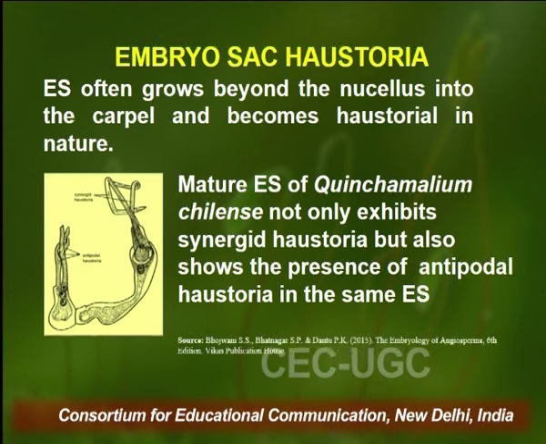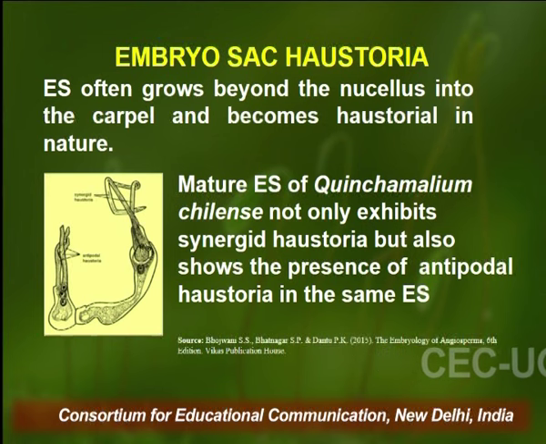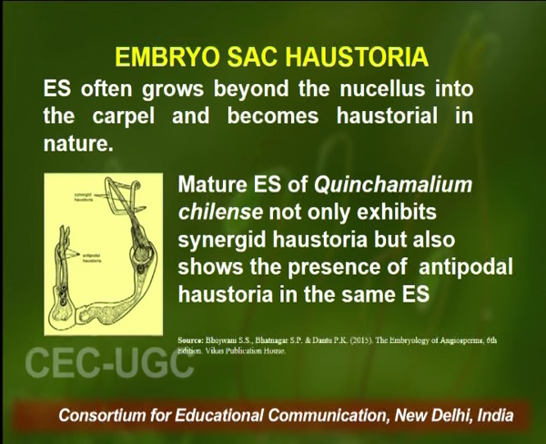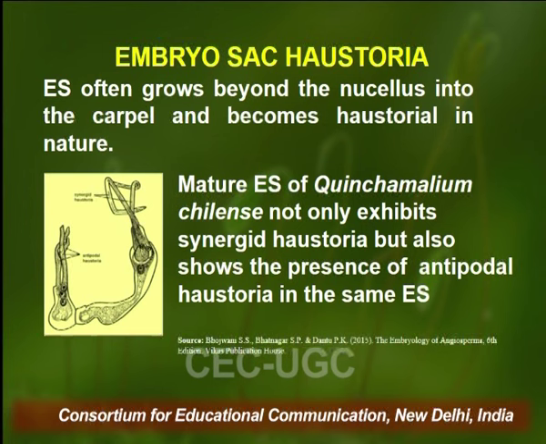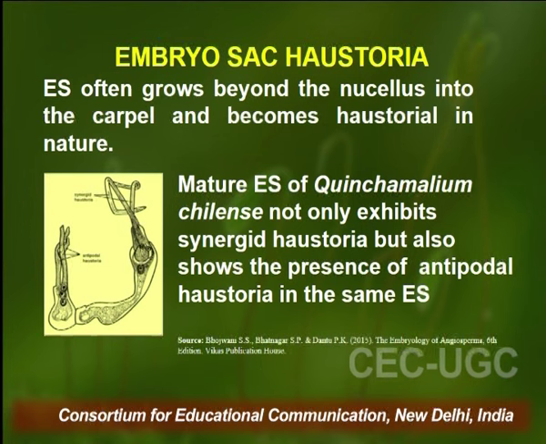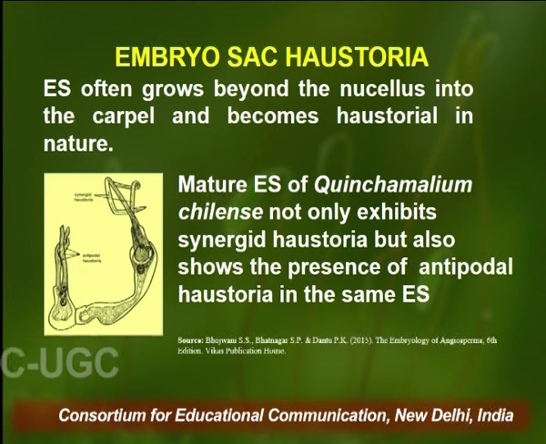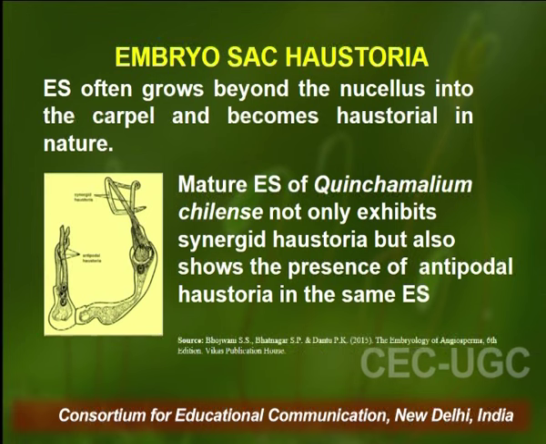I was just mentioning the mature embryo sac of Quinqueloculina caelens. It not only exhibits synergid haustoria but also shows the presence of antipodal haustoria in the same embryo sac. As is evident from this picture, you can see that there are 2 types of haustoria arising both from the synergids as well as from the antipodals to maximize the absorption of nutrients from the surrounding tissues.